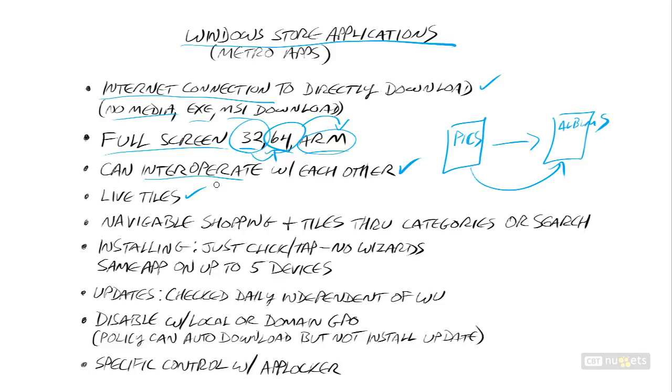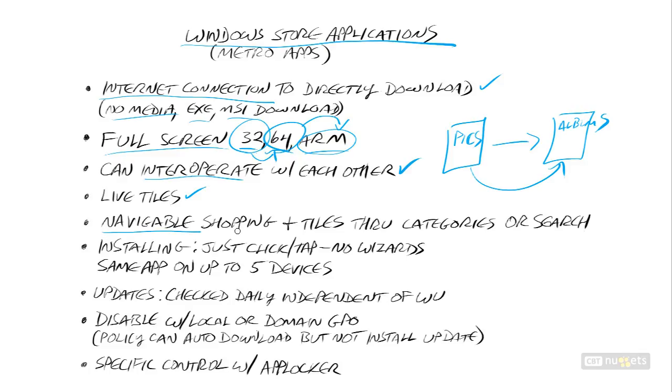They also do take advantage of live tiles. Most of them will have some kind of data that can be live updated. For example, if you have some kind of a social media tile or social media Windows Store app, it might show you what other friends you have that are online. It might show you any updates to news that you have, any new product releases, that sort of thing.